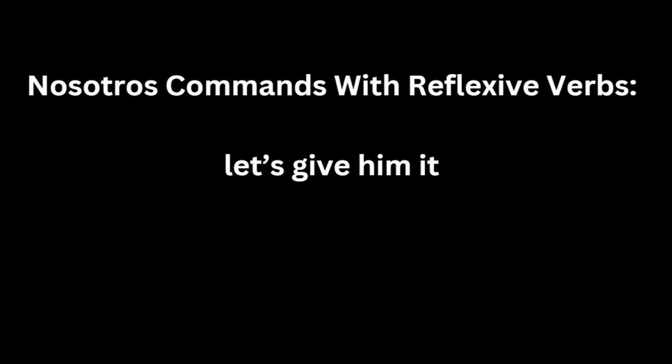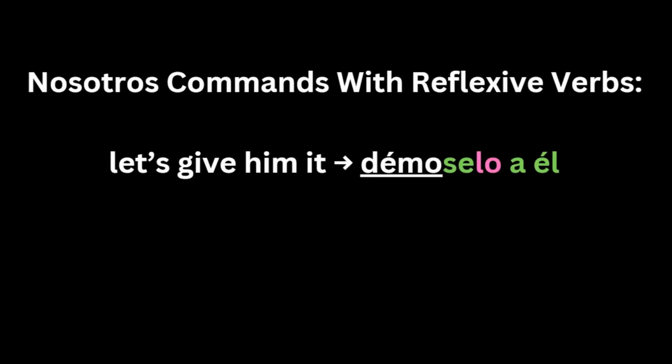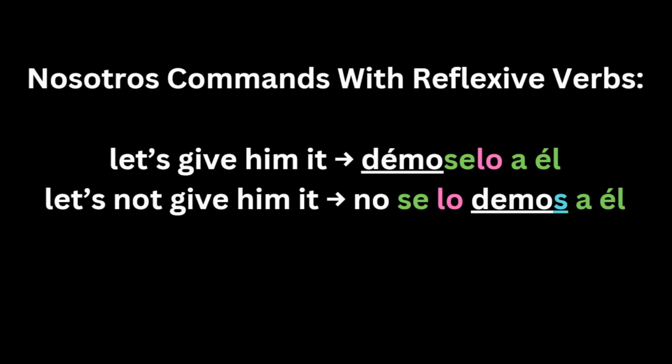How would you say the phrase, let's give him it? You would want to say, démoselo a él, but Spanish says to eliminate the final s from the verb to avoid repeating the same letter. So, the phrase would be, démoselo a él, let's give him it. In the negative, the phrase would be, no se lo demos a él, let's not give him it, with an s present in the verb.